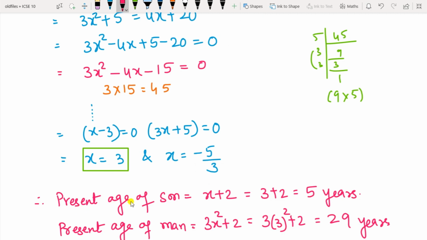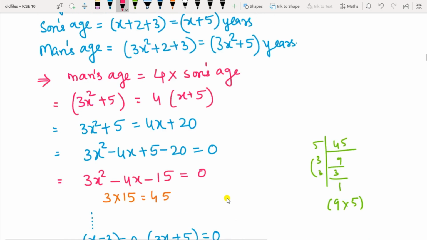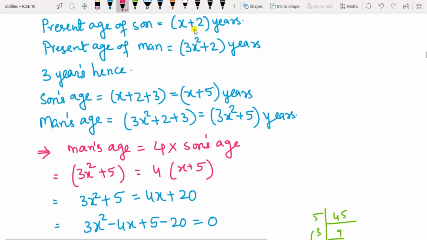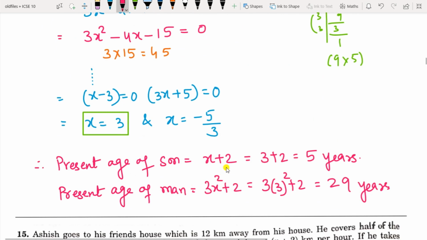So the present age of the son equation is x plus 2, and for the man it is 3x plus 2. So we need to find the present age. So write the equation for present age. So the present age of the son is 5 and the present age of the man is 29.